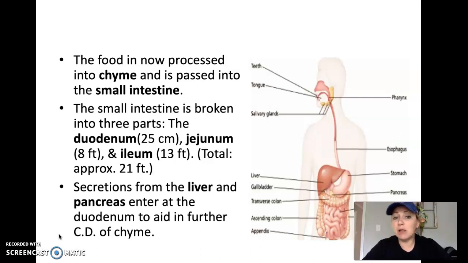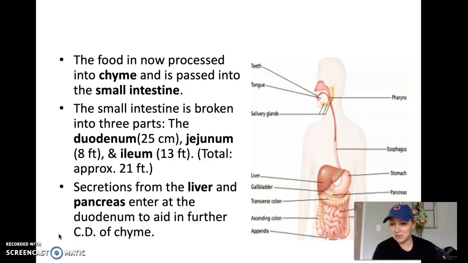It gets to the small intestine, which is made of 3 parts. The first part being the duodenum, which is actually just a pretty short little curve. And that's where a lot of things like your liver and gallbladder and your pancreas are going to be adding stuff to the mixture. The next part is my favorite, the jejunum.